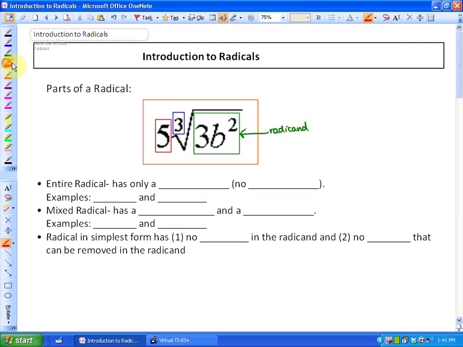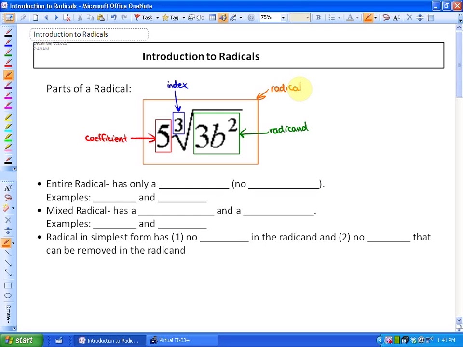The number in front of, or outside of, the radicand is called the coefficient. The little number right on top of the radical, which may not always be there, is called an index number. And finally, the entire thing is called a radical.